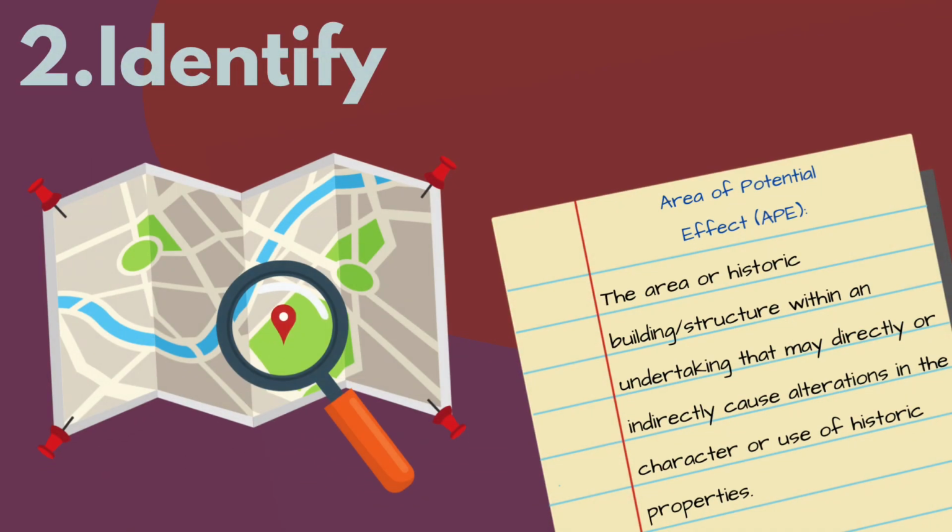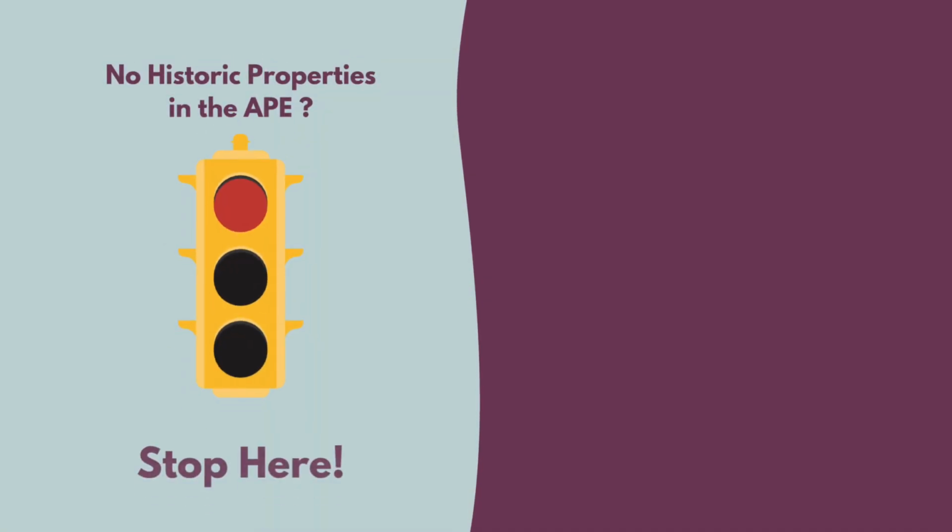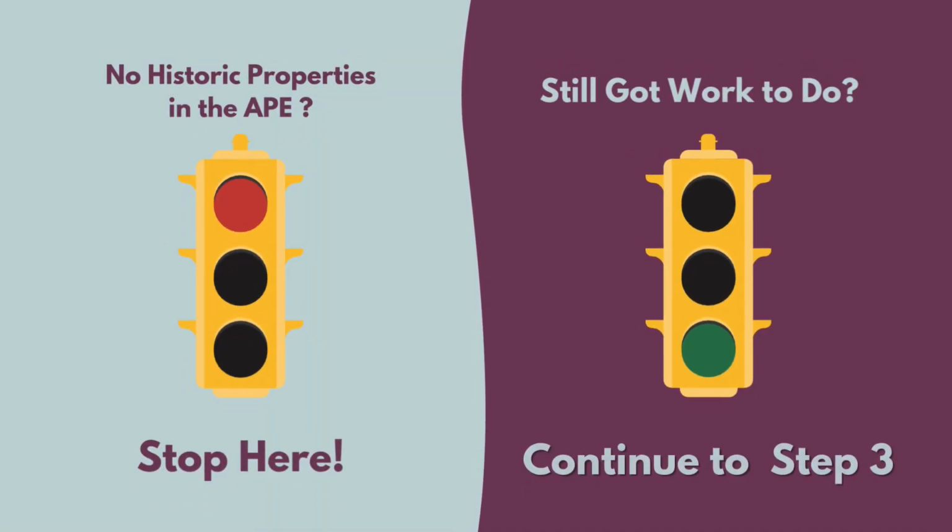The second step is to identify the area of potential effect for the project. With the involvement of the consulting parties and the public, the area of potential effect is evaluated to identify whether it contains any qualifying historic resource. No historic properties in the APE? You're done. Historic properties found?